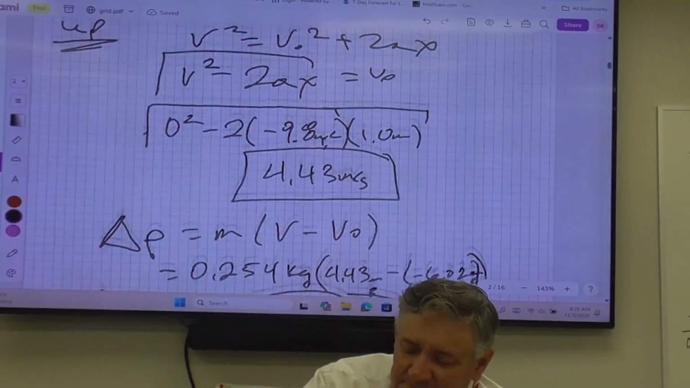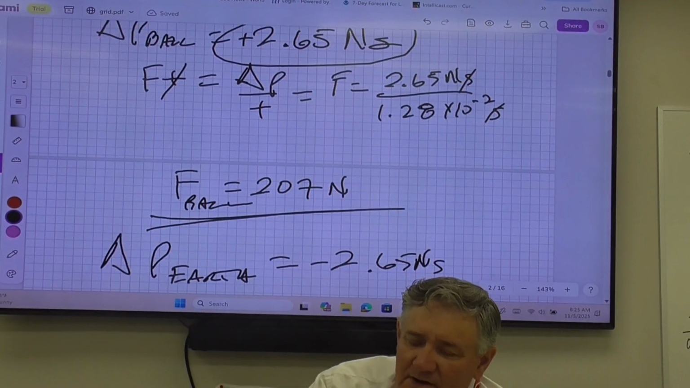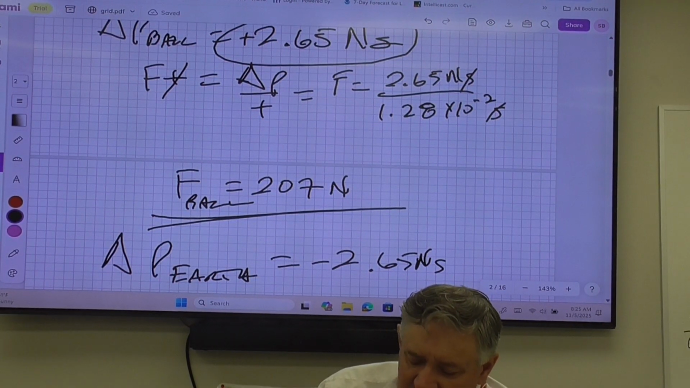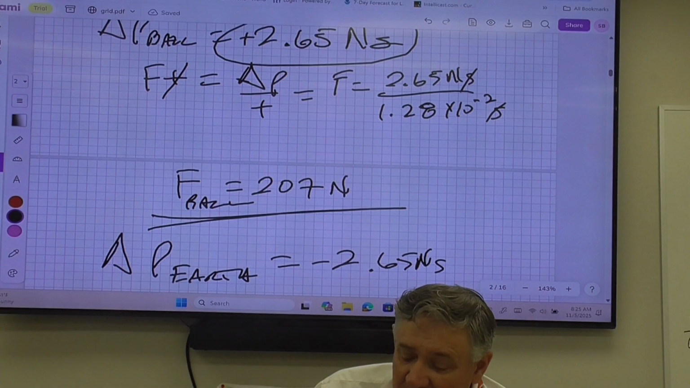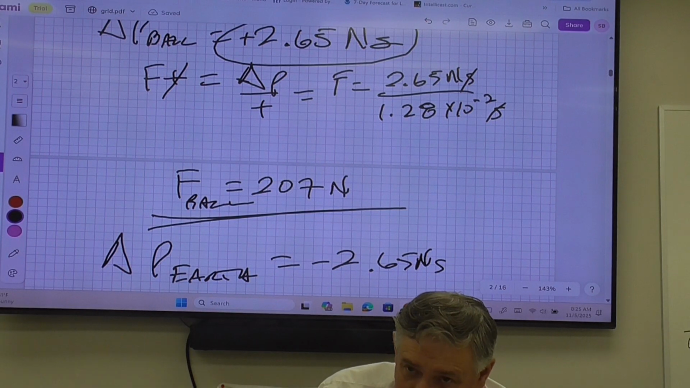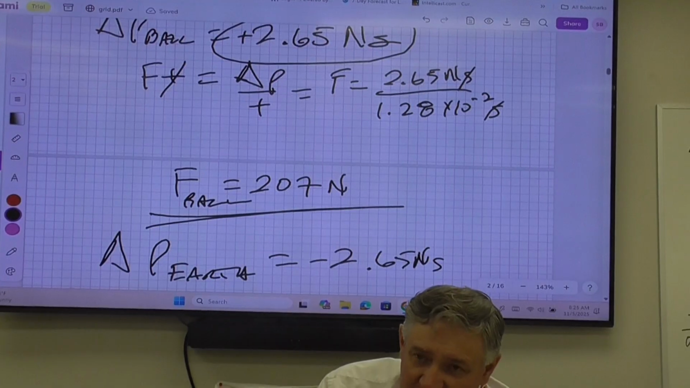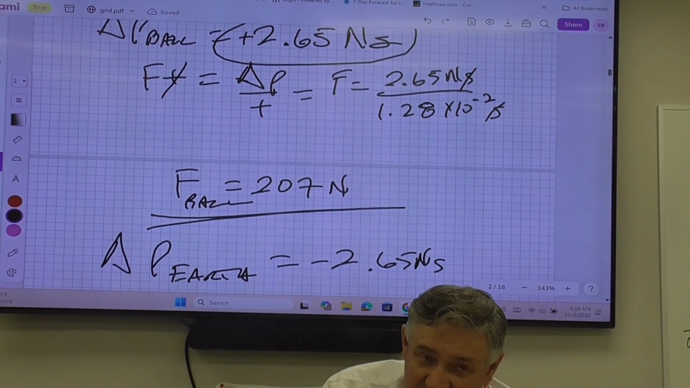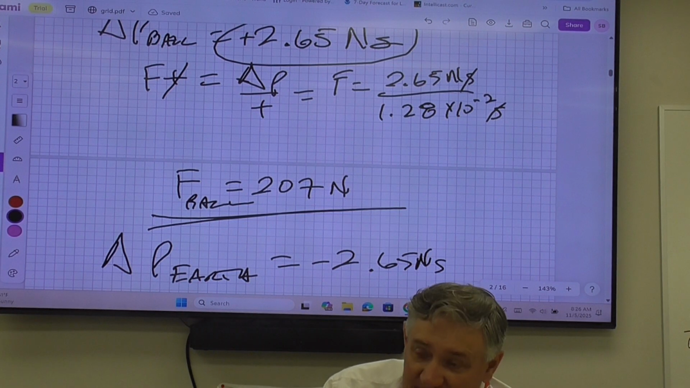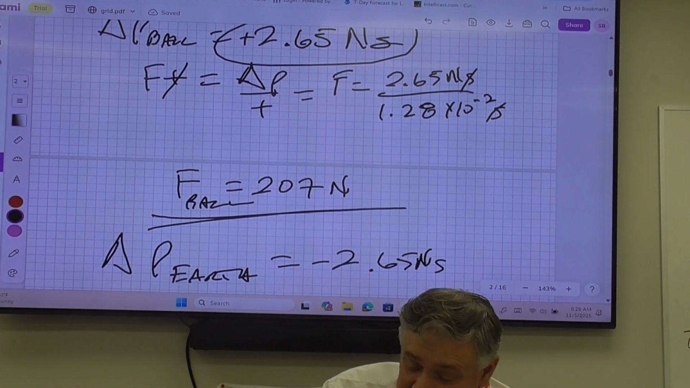Here's what I want you to get. Anytime you have a collision, the changes in momentum are always equal and opposite. The forces are always equal and opposite. Are the accelerations equal and opposite? No, because that would be horrible. What's the only way the accelerations could be equal and opposite? If the masses were the same. That's the only way the accelerations could be the same.